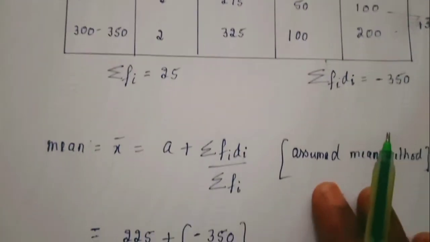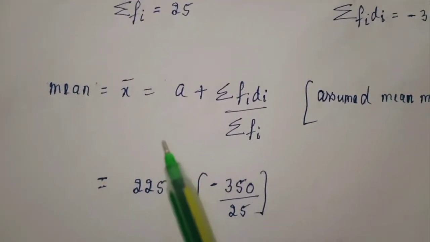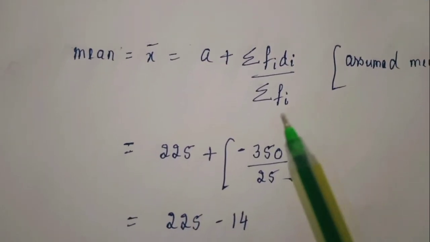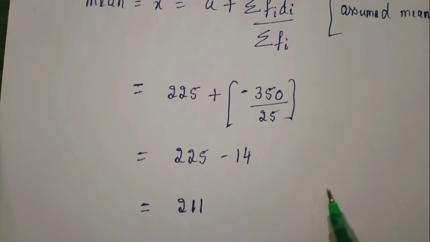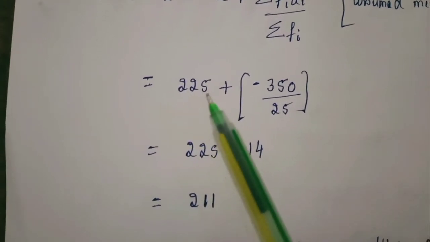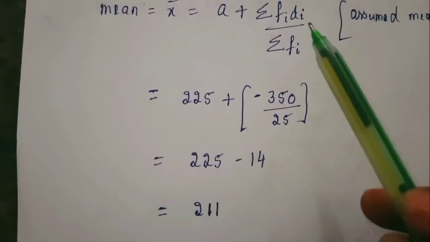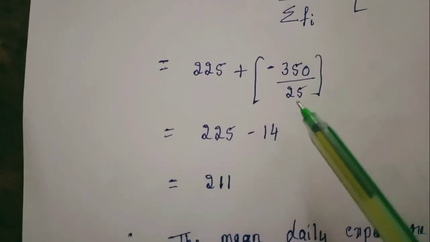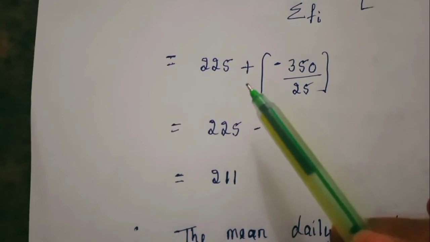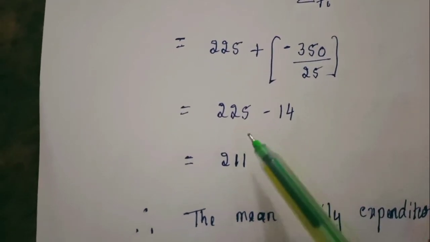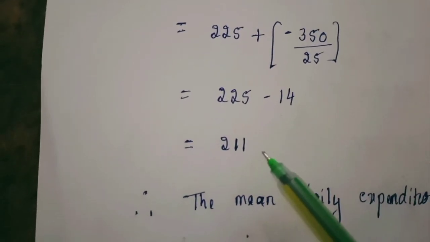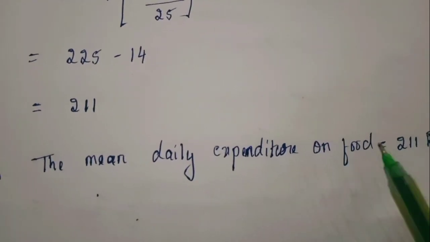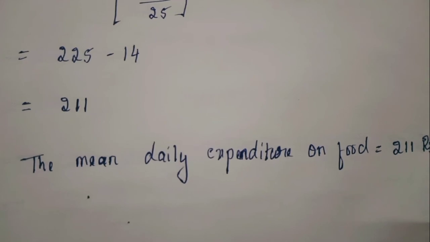Now apply the formula. Mean, x bar, equals a plus summation of Fi di divided by summation of Fi. So take a given, that is 225 we have assumed, plus Fi di is minus 350 divided by 25. 350 divided by 25 is 14. Plus into minus gives minus: 225 minus 14 is 211. So we can conclude with this, the mean daily expenditure on food is 211 rupees.